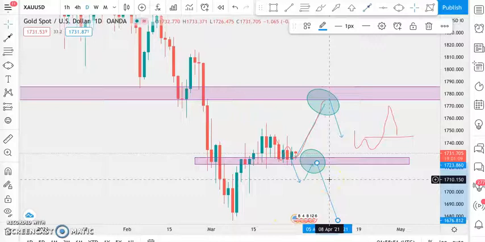So guys, this is the situation of gold, and this is how we intend to trade this market in this coming week. We're definitely looking for shorting opportunities in these markets.